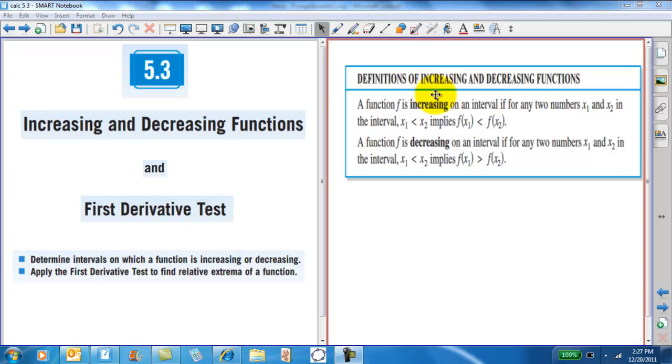First of all, here's a formal definition of increasing and decreasing. I think you get the idea that if the function's increasing, as you go from left to right, the y values go up, and that's what's implied here. It's decreasing if, as you go from left to right in the x's, that is x1 is less than x2, the y values decrease. And so the first y value is bigger than the second y value.